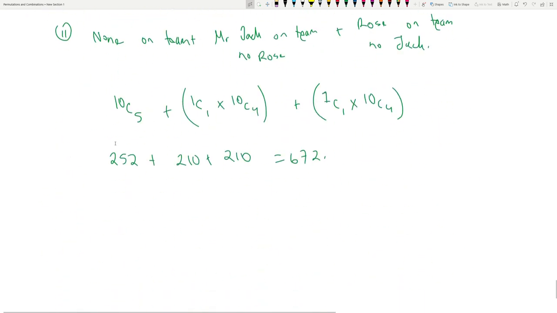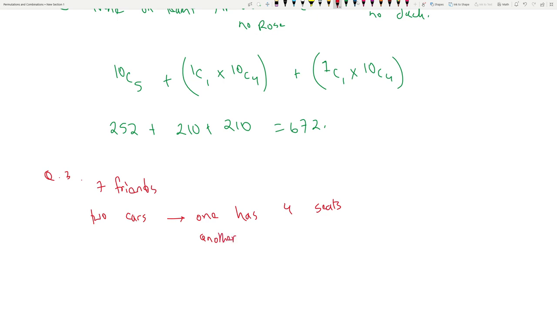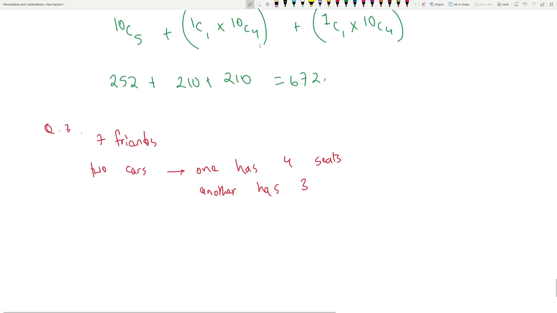So let's do this. We have 7 friends, and they're going on a trip, so we have 2 cars. One has 4 seats, another has 3. You're asked, how can you fit them in the car so that they can go on the trip? Arrangement does not matter. If arrangement matters, they'll let you know. How can you put them in the vehicle? How can they go on the trip? They might ask you this.